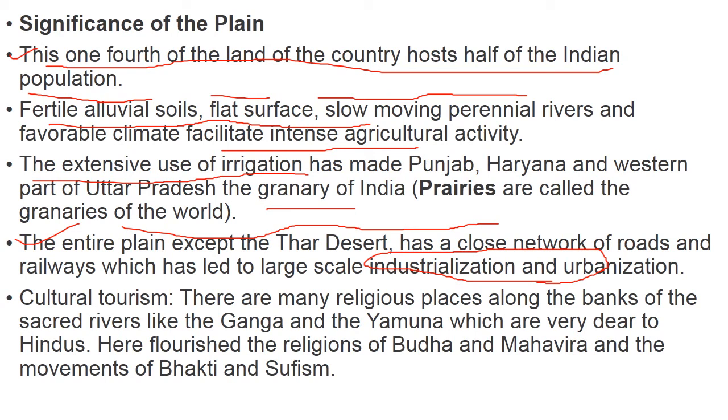Another significance of these plains is the extensive use of irrigation, which has made Punjab, Haryana and western part of UP the granary of India. The entire plain except the Thar desert has a close network of roads and rails, which has led to large scale industrialization and urbanization. This is the significance of this plain.